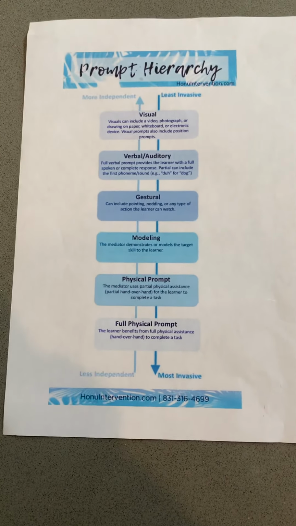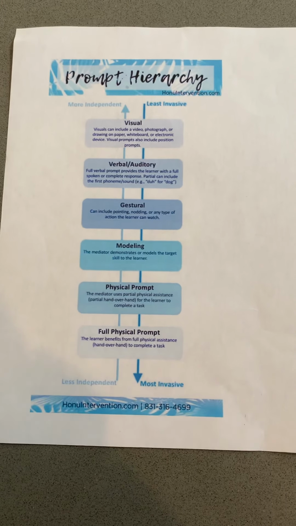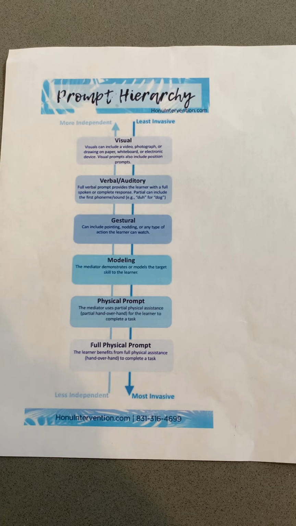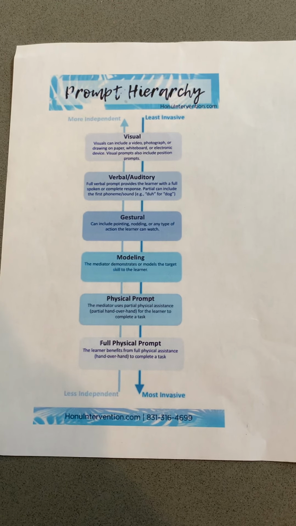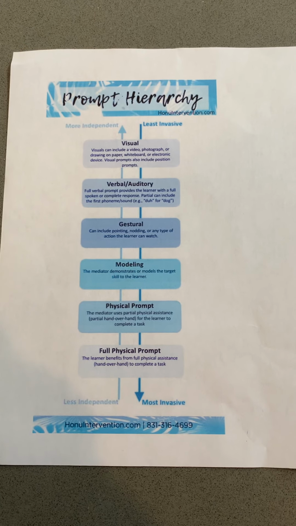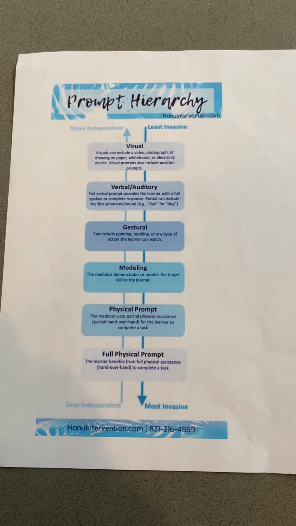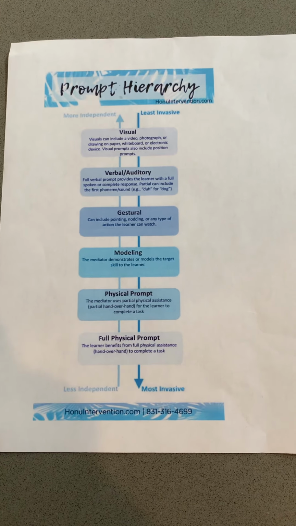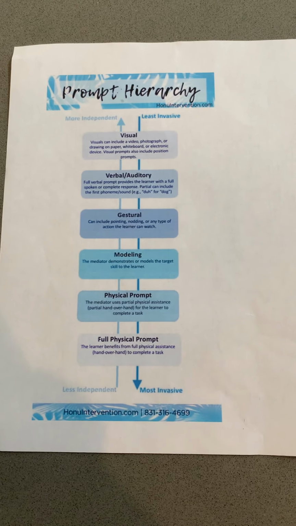Prompting is an antecedent strategy used to provide assistance for a learner to use a specific skill. Prompts are placed after an instruction is given and before the learner can respond. Prompts are important because they are used in teaching a variety of skills to children and learners with autism. Prompts are also helpful with reducing frustration and helping to build confidence in our learners.